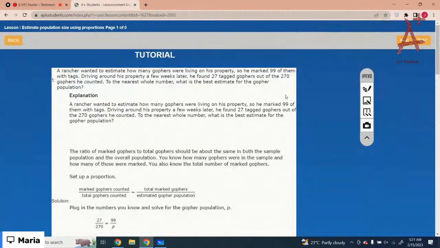Okay, let's just start. Let me just read the question. Just listen to me carefully. A rancher wanted to estimate how many gophers were living on his property. So he marked 99 of them with tags. Driving around his property a few weeks later, he found 27 tagged gophers out of the 270 gophers he counted. To the nearest whole number, what is the best estimate for the gopher population? You have to calculate the population. Got it?